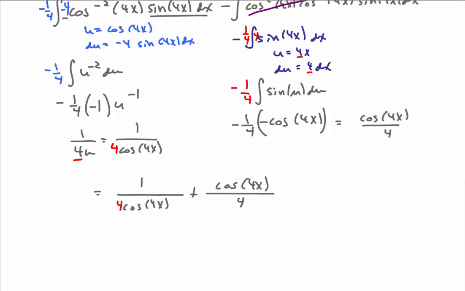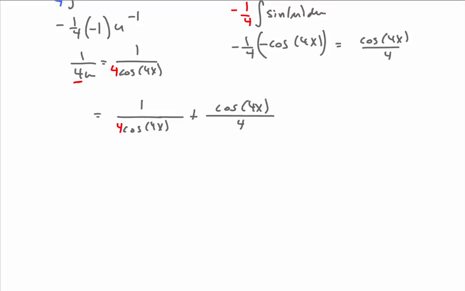Now this is a solution if I include the plus c here, but it's not my simplified solution, so there's a couple different things I could do here. I see that there's a 4 that's common, and I see I could flip this up top. So whenever I can, I want to be able to rewrite these as a single fraction with a common denominator. If I wanted to multiply top and bottom by cosine, I could do that as well. But I think I already have this as a nice rewrite. 1 over cosine is secant. So this would look like secant of 4x over 4 plus the cosine of 4x over 4.